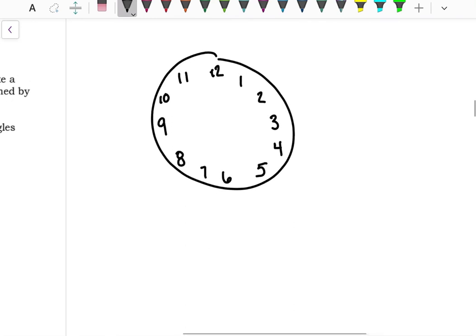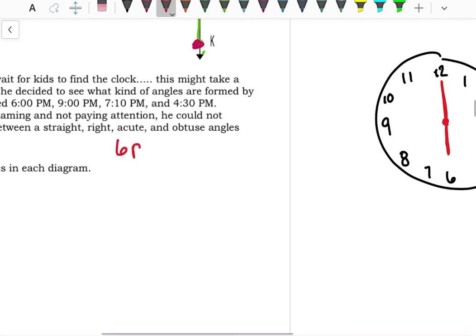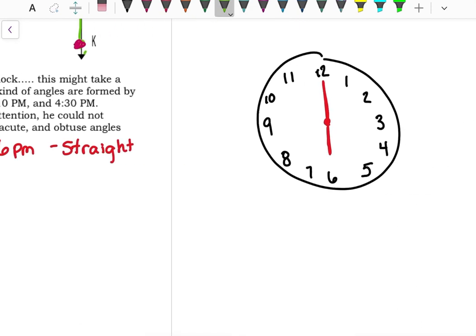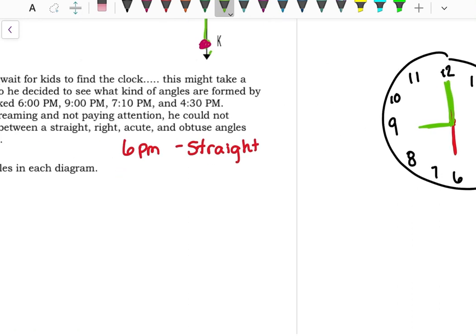I drew this nice clock over here. If it were 6 p.m., the minute hand would be pointing up, and the hour hand would be pointing down. What kind of angle does that make? 6 p.m. is a straight angle. Next time would be 9 o'clock. If it were 9 o'clock, the minute hand is facing up, and the hour hand is facing to the left, pointing at 9. That would be a right angle. So 9 p.m. is a right angle.